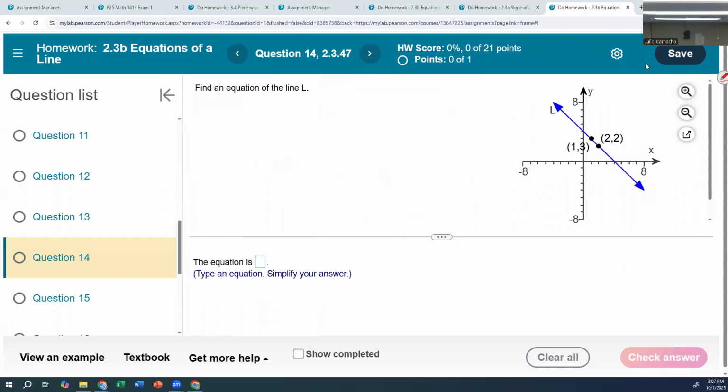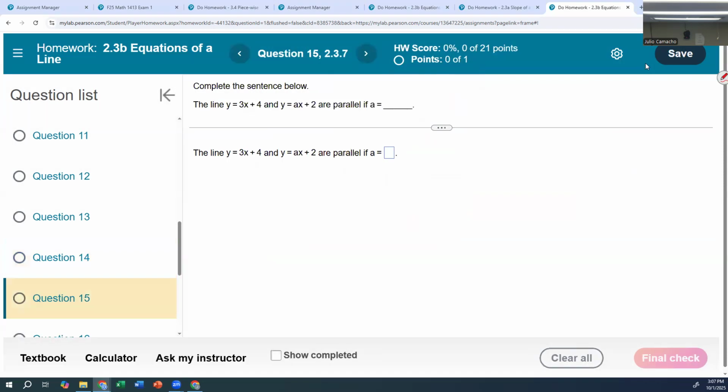Next, question 15. Question 15. They say the line y equals 3x plus 4 and the line y equals ax plus 2 are parallel. What is the value of a?